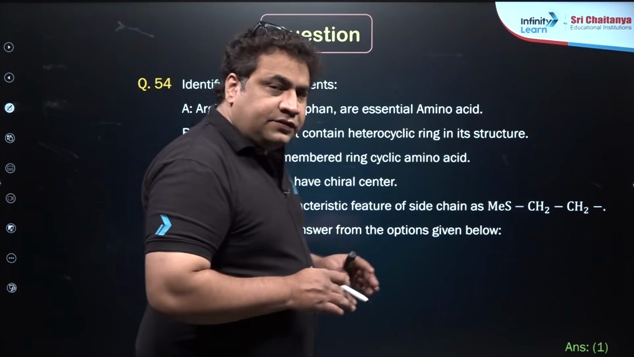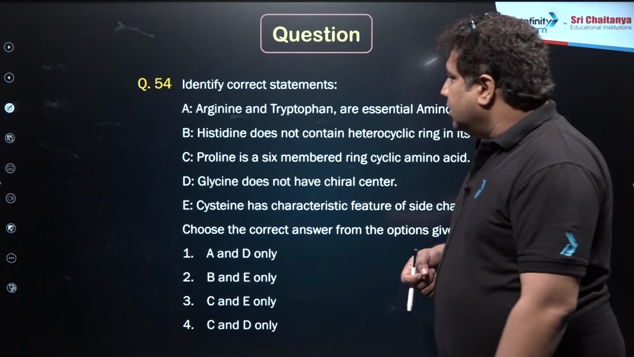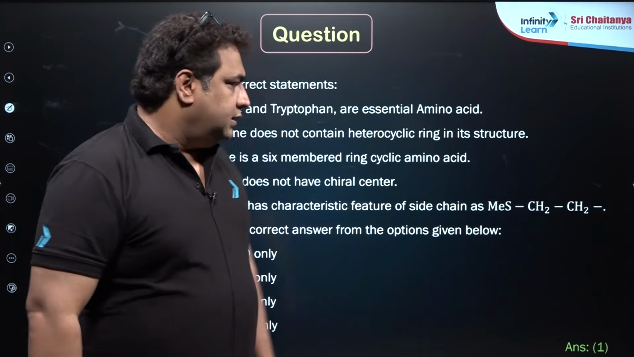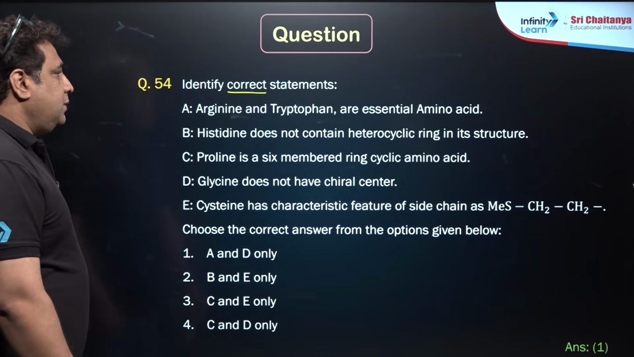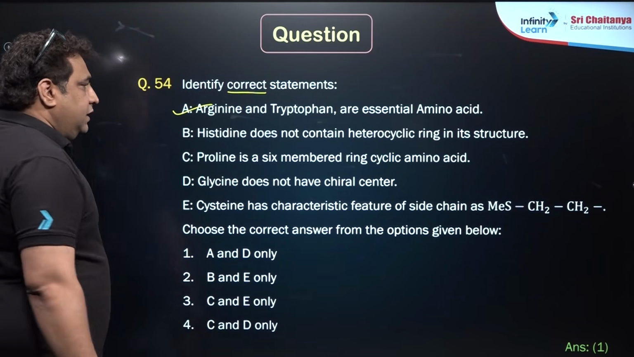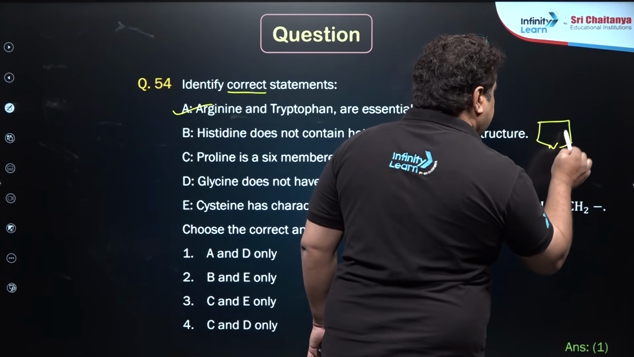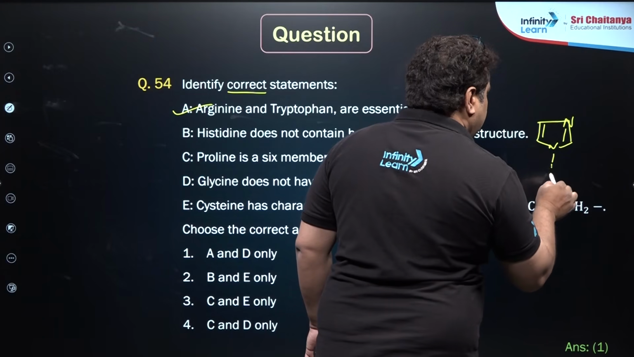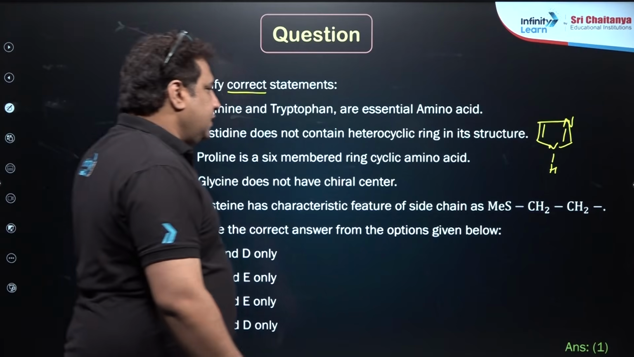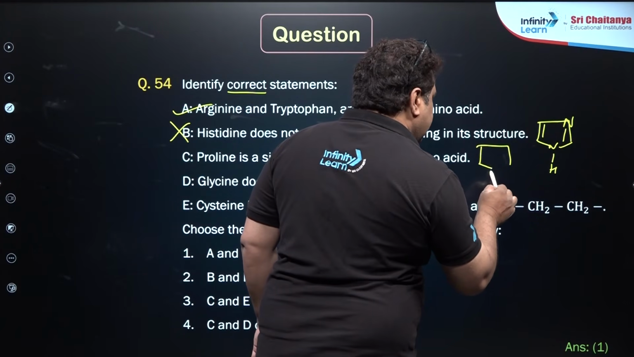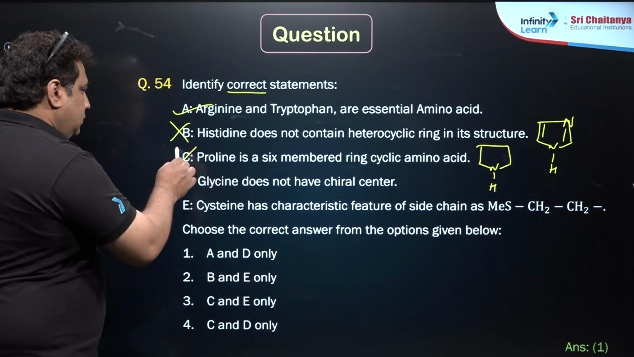Identify the correct statement. This question, dear students, is memory based, on essential and non-essential amino acids, but however you can do it. Let us start. Arginine and tryptophan are essential amino acids, correct. Histidine does not contain a heterocyclic ring, wrong. Everybody should know histidine contains an imidazole ring, so this statement is wrong. Proline is a 6-membered ring cyclic amino acid, wrong. Proline is only 5-membered, so this is also wrong.